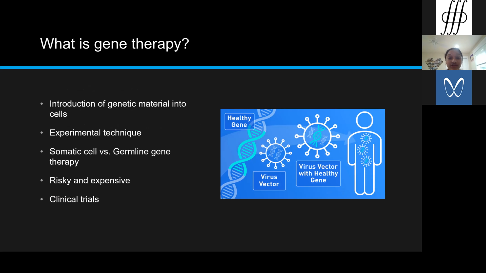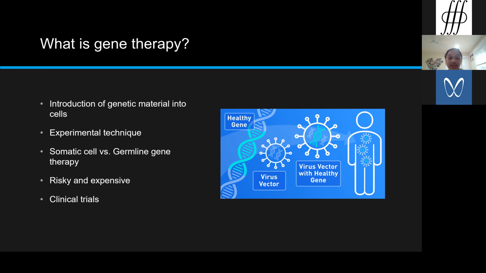Okay, so what is gene therapy? Gene therapy is essentially the introduction of genetic material into cells. Basically, it's an experimental technique for treating disease by altering and correcting a patient's genetic material. This is when DNA is introduced into a patient to treat a genetic disease, and that new DNA that's being introduced usually contains a functioning gene to correct the effects of the disease-causing mutation.